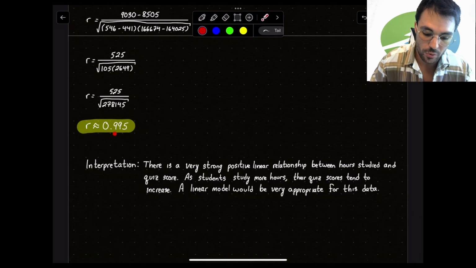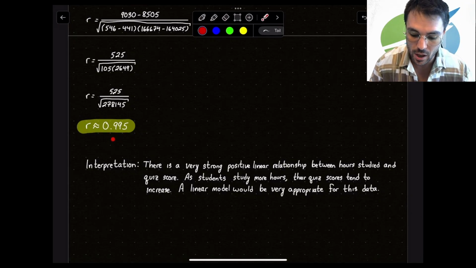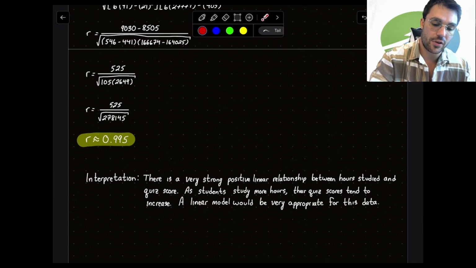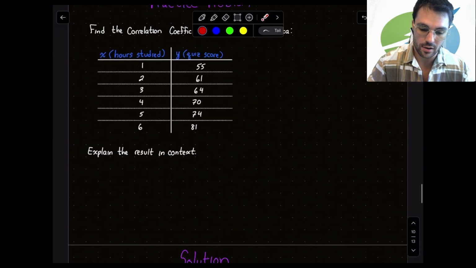All right, the interpretation, what does this all mean? This is positive and it's between 0.9 and 1. So we could say it's a strong positive linear relationship between hours studied and quiz scores. As students study more hours, the quiz scores tend to increase, and a linear model would be appropriate for this data.